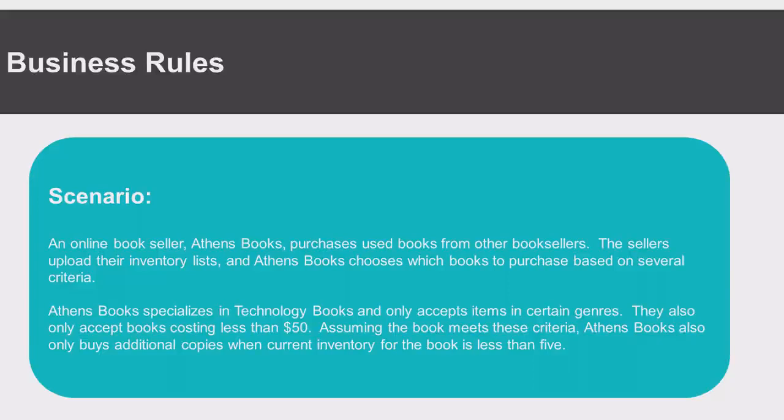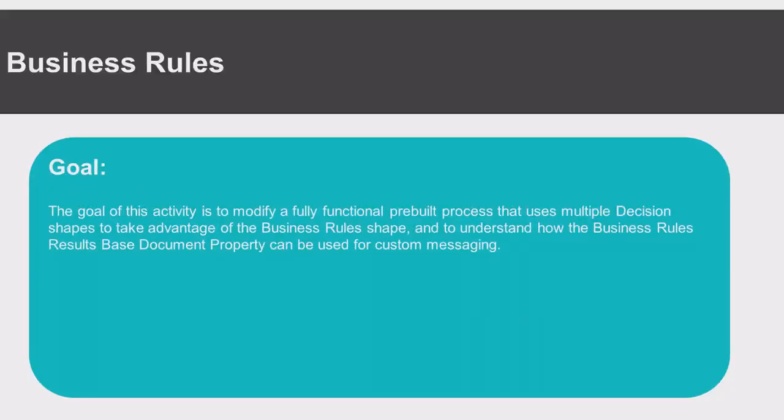than 5. So the goal of this activity is to modify a fully functional pre-built process that uses multiple decision shapes to take advantage of the business rules shape and to understand how the business rules results based document property can be used for custom messaging.